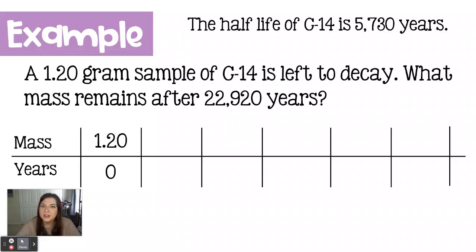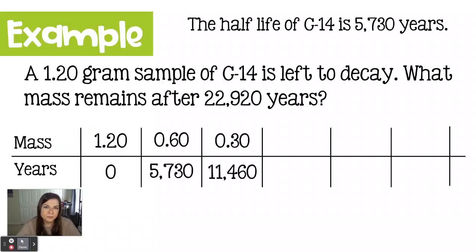Okay, here is another example, still using carbon-14. We are starting with a 1.20 gram sample of carbon-14, and it has been left to decay. The question is, what mass would remain of the original sample after 22,920 years? Up top, we're going to put the mass. You should put a unit here, grams. And again, we're counting years, but time is equal to 0. We're starting the timer right now. Now, the half-life of carbon-14 is 5,730 years.